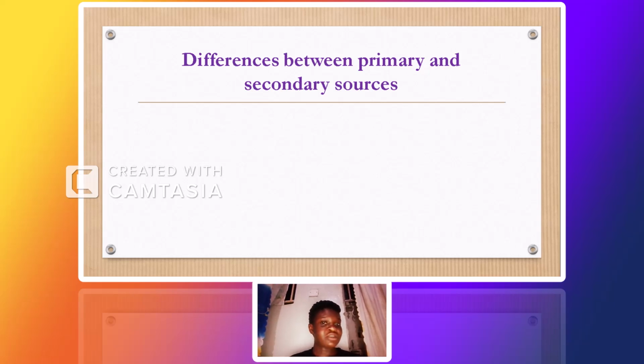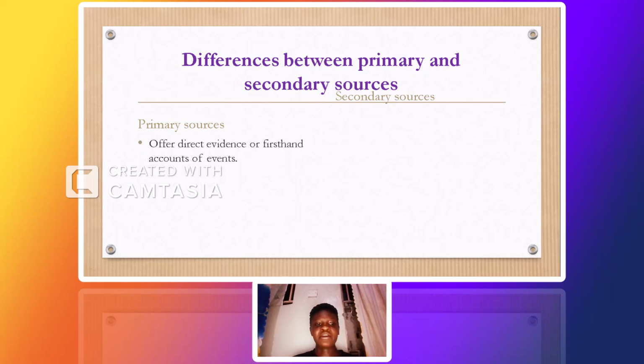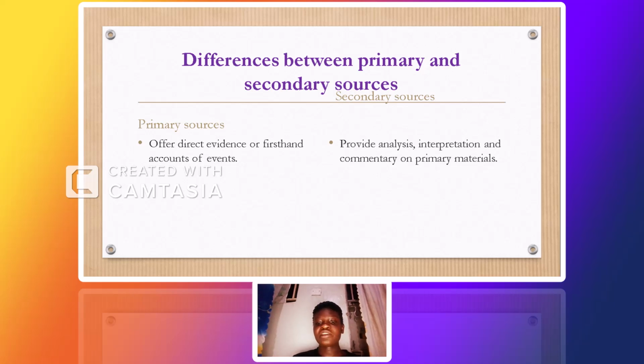So let's go into details about the differences between the primary and secondary sources. One of them is that primary sources offer direct evidence or first-hand accounts of events, while secondary sources provide analysis, interpretation, and commentary on primary materials, meaning that secondary sources comment on the primary materials. Whatever they bring, they get from the primary materials.